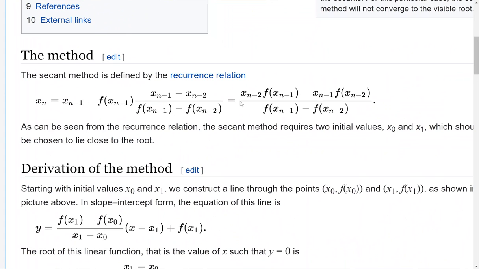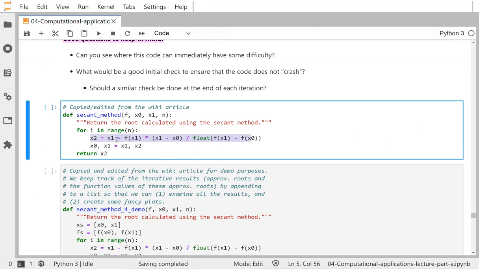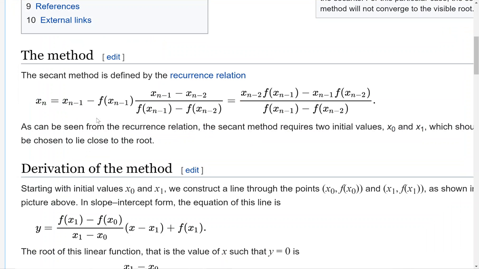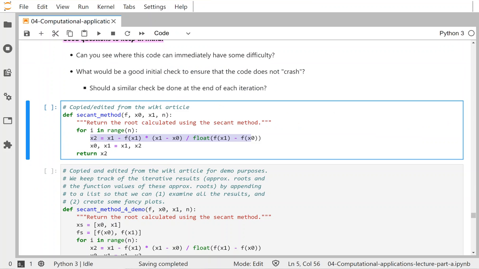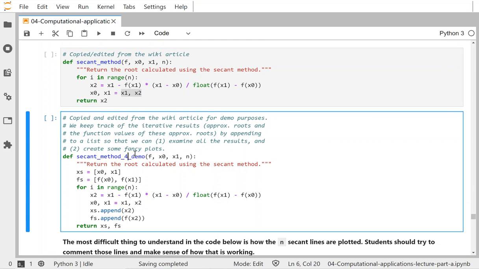You can do it in either one of these forms, and you can see which one we implemented here. x1 minus this, we used this form. And then it's basically just updating x0 and x1 in terms of x1 and x2. That's from the Wikipedia article. Now, I've edited it so that you can store and append your guesses, your estimates, to a list for plotting purposes. This is for demonstration purposes, so I just changed it a little bit.